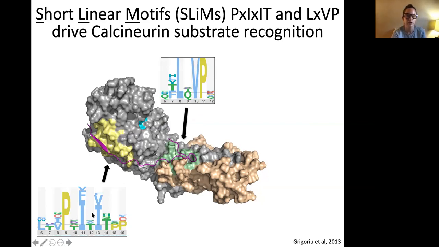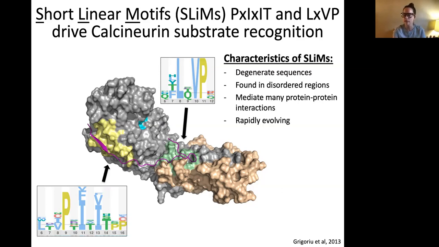And that's what I'm showing you here, logos of these SLIMs with the core PxIxIT and LXVP residues, as well as some flanking residues N and C terminal that we found also are important for substrate recognition.